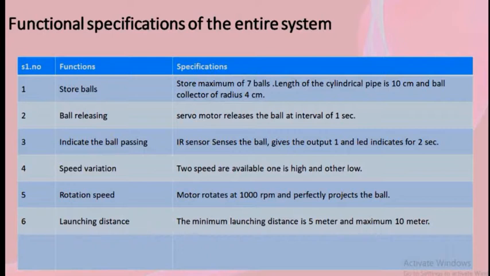Then third one is indicate the ball passing. IR sensor senses the ball, gives the output one, and LED blinks for 2 seconds. Then speed variation. 2 speeds are available, one is high, another is low, with the help of potentiometer. Then rotation speed. Motor rotates at 1000 RPM, then launches the ball. 6th is launching distance. The minimum launching distance is 5 meter and maximum is 10 meter.